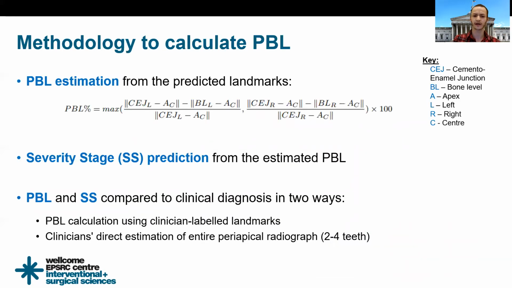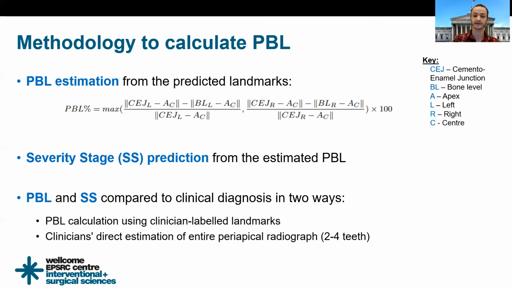The methodology used to calculate PBL, the big equation here, and we've got a key on the right-hand side, just in case you've forgotten the acronyms. The big equation pretty much describes that we find the ratio of tooth supported by bone with the length of the tooth on each of the left and the right-hand side of the tooth. This does mean that we ignore the central periodontal bone loss, which is especially prevalent in more severe bone loss cases, but this is an avenue of research that we hope to go into in the future.